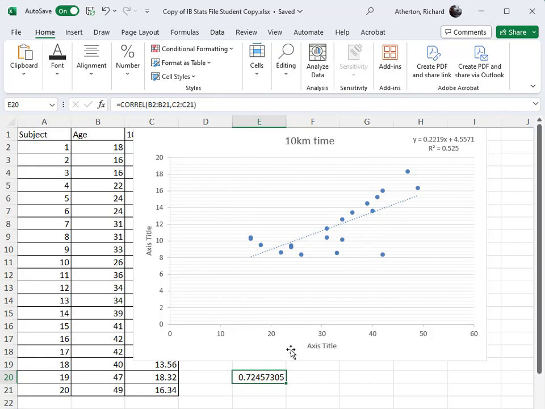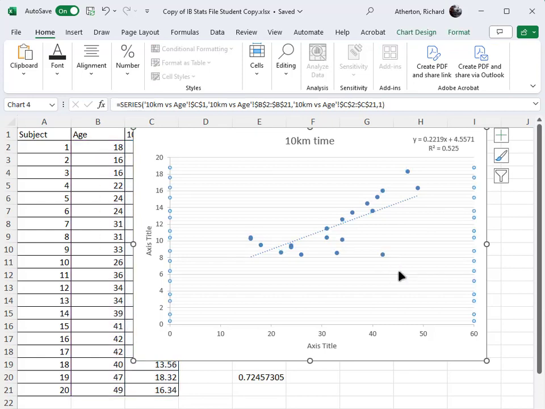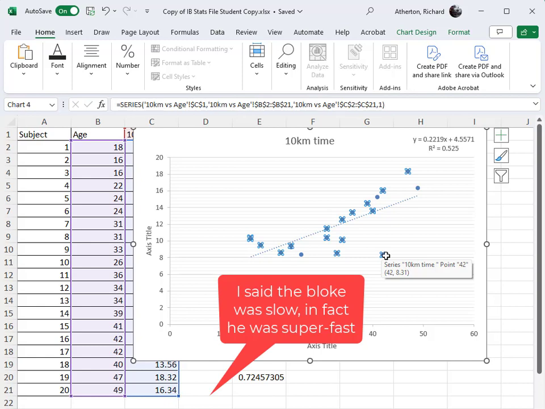You should definitely put this graph in your IA and talk about the anomaly. If there is a nice clear anomaly, what's happened here? This is a 45-year-old who's just really slow.